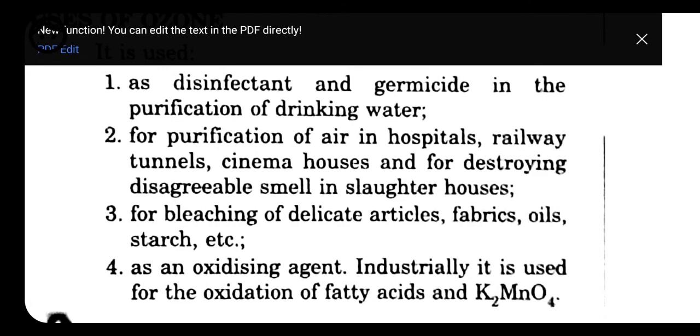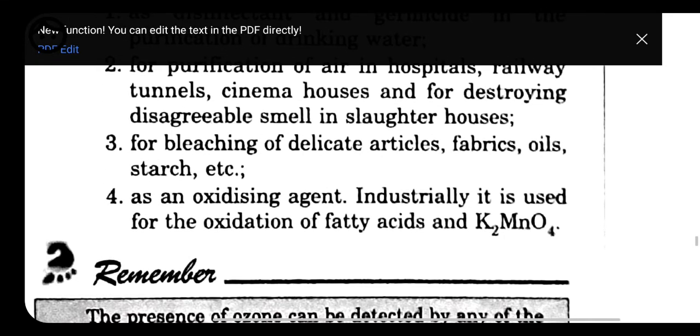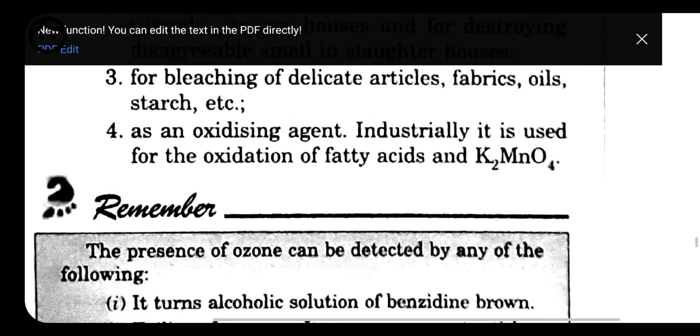It is also used for bleaching purposes. It is used as an oxidizing agent. Industrially, it is used for the oxidation of fatty acid.